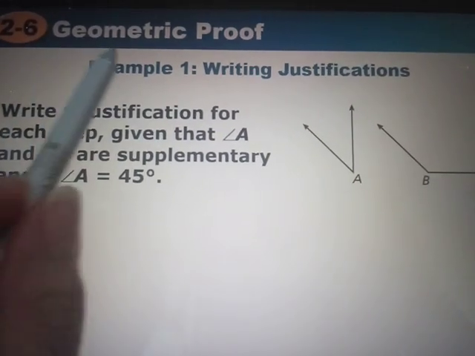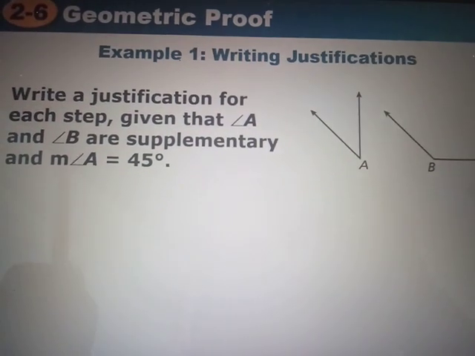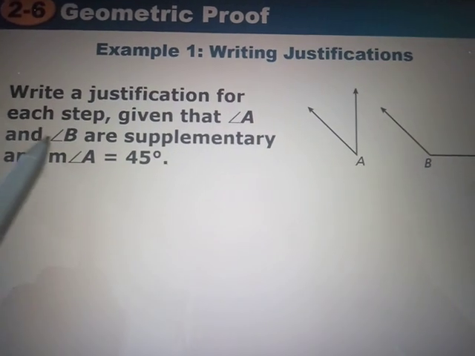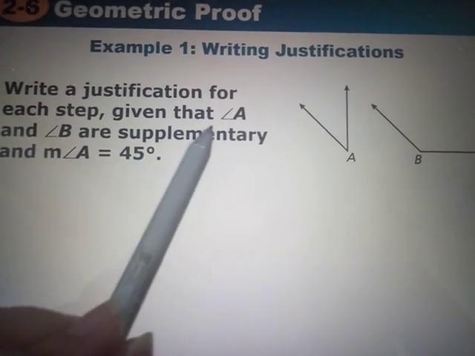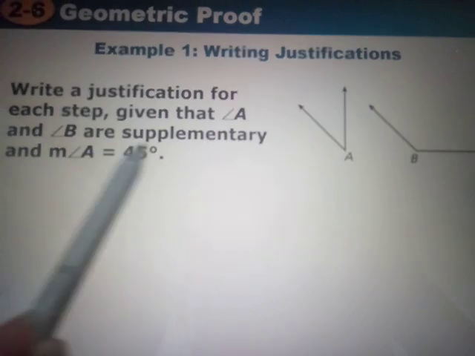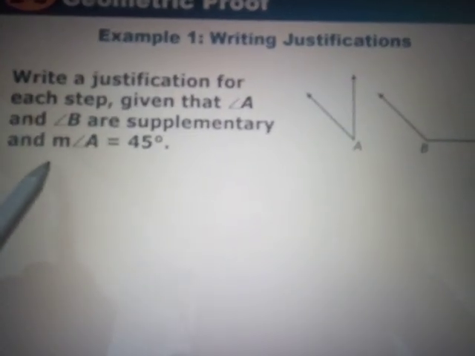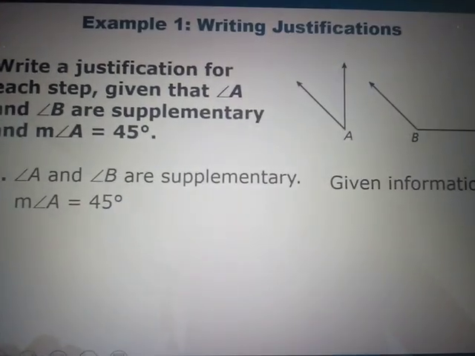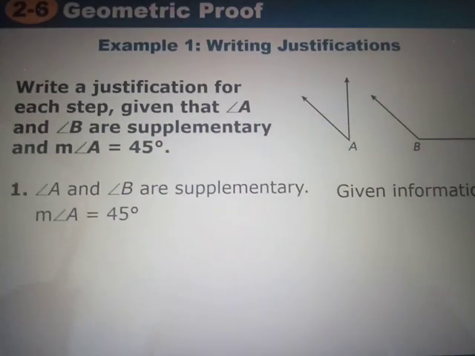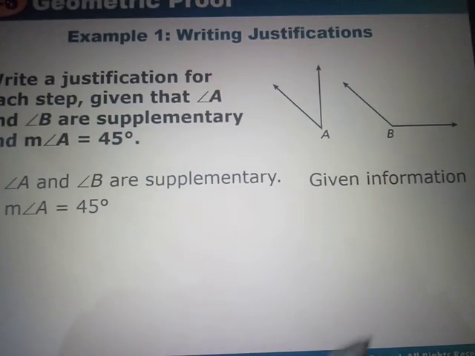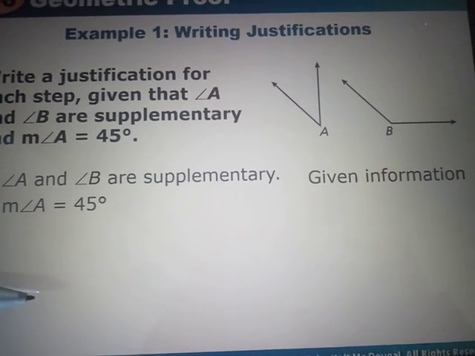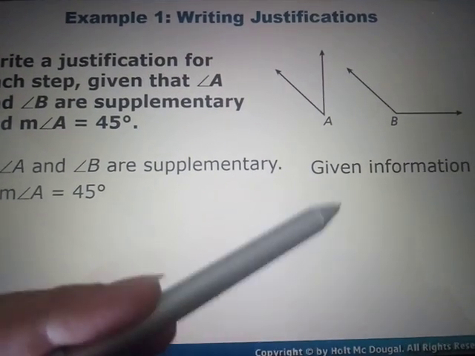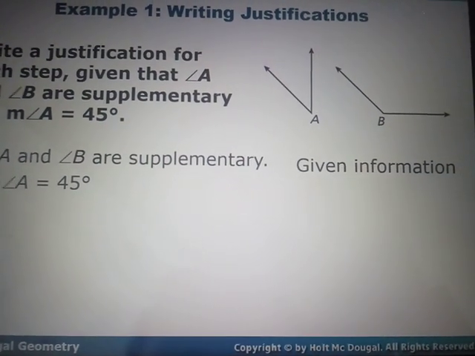Today we will speak about geometric proof. Write a justification for each step, given that angle A and angle B are supplementary and measure angle A equals 45. Okay. We will do two columns. The first one, we will write the statement, and in the second column, we will write the reason.